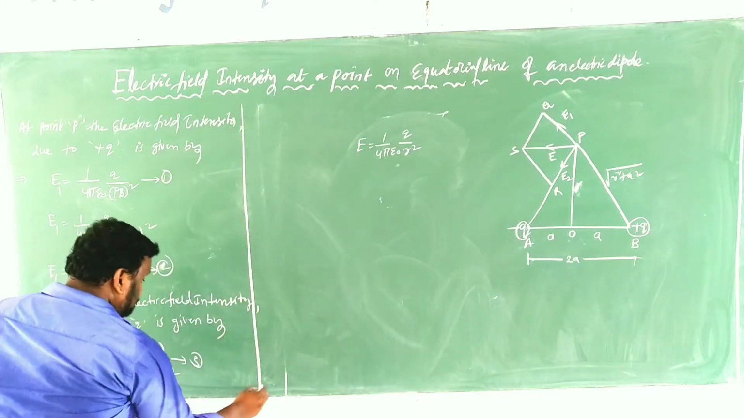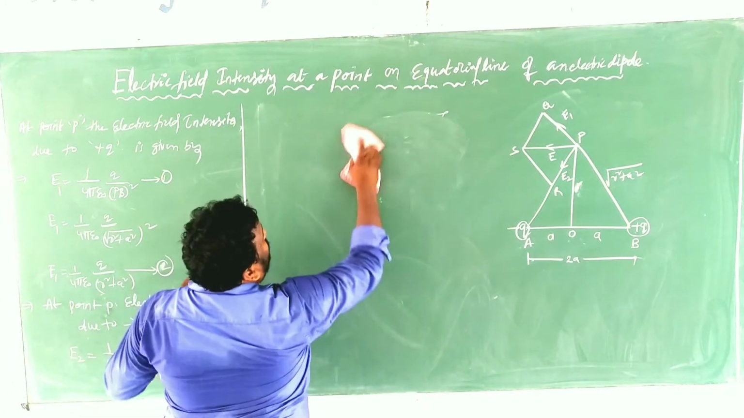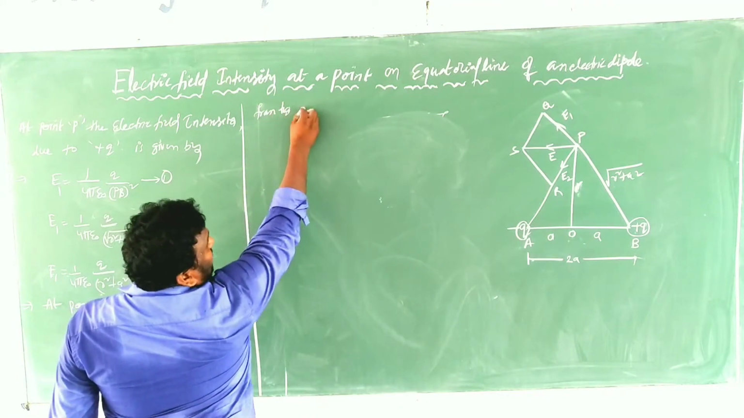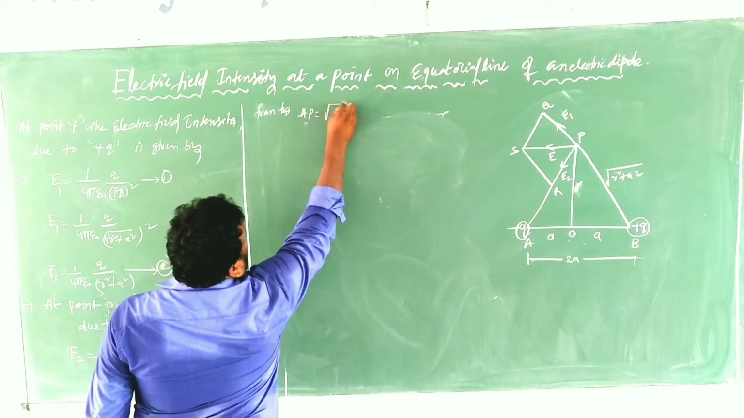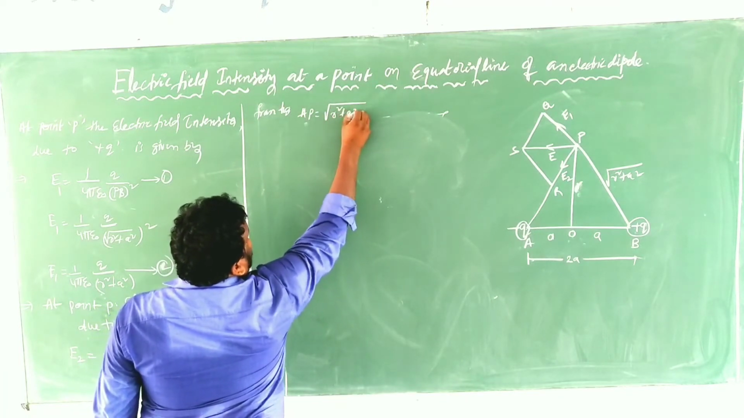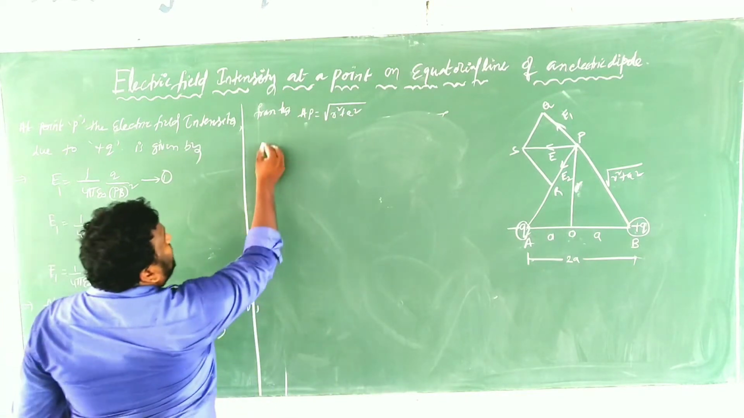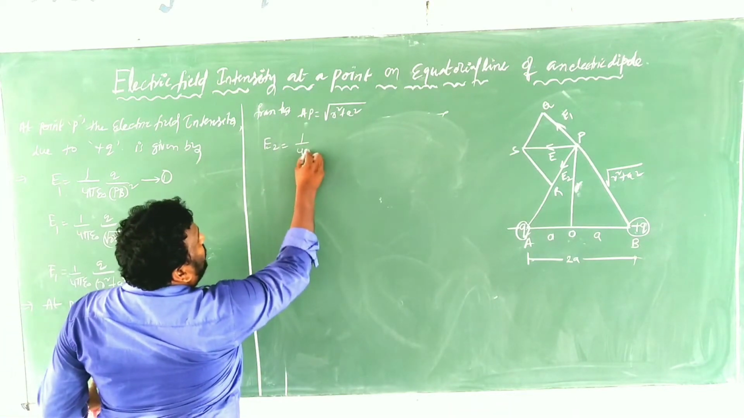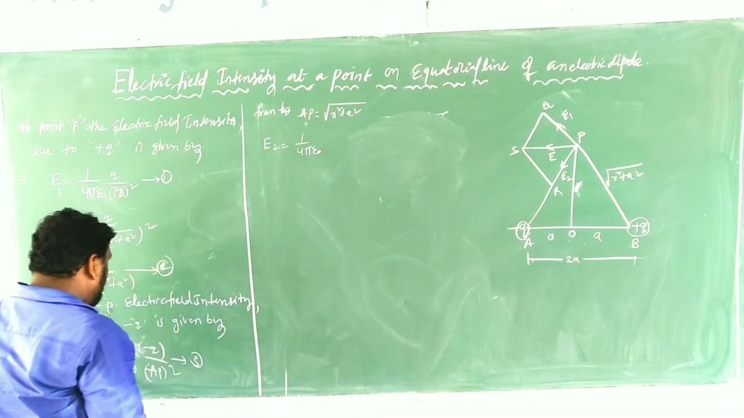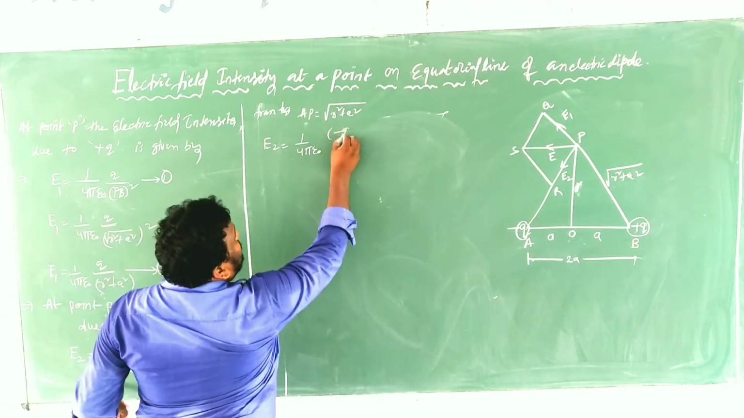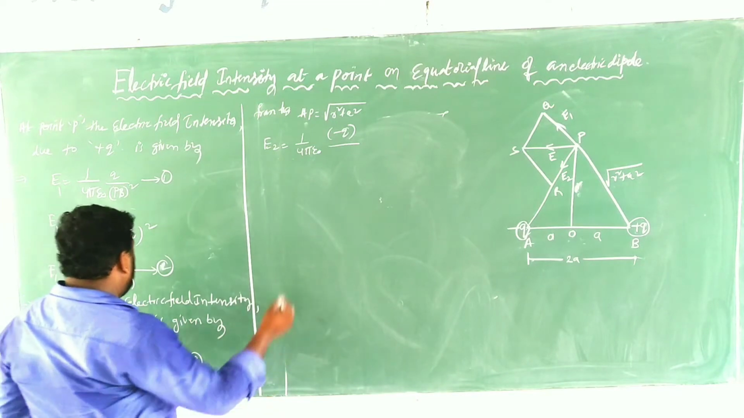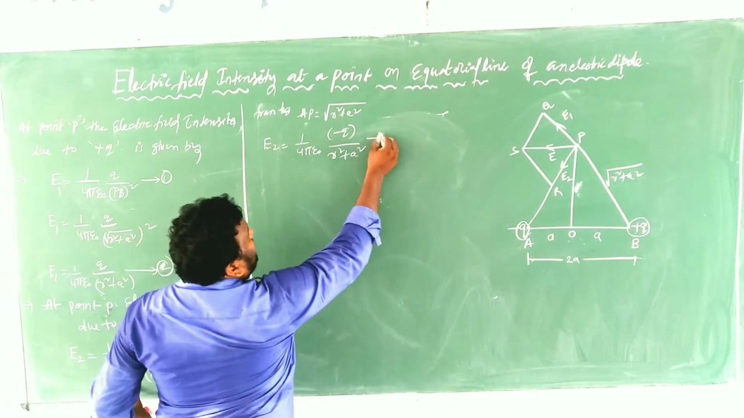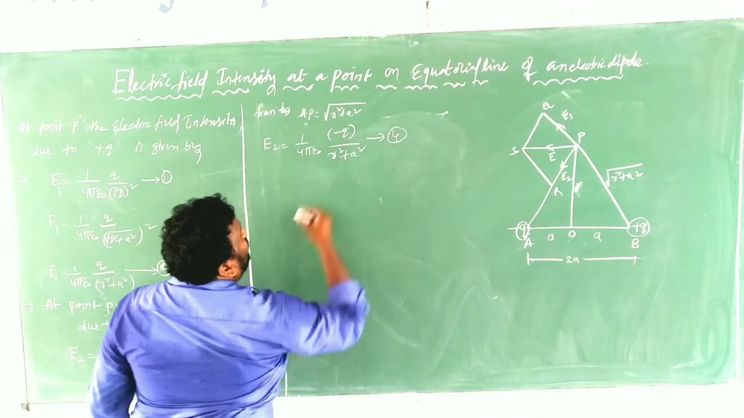Therefore, from the figure, AP is equal to under root of r square plus a square. Then substitute here, E2 is equal to 1 by 4 pi epsilon naught minus q by r square plus a square. Now equation number 3, it is 4.